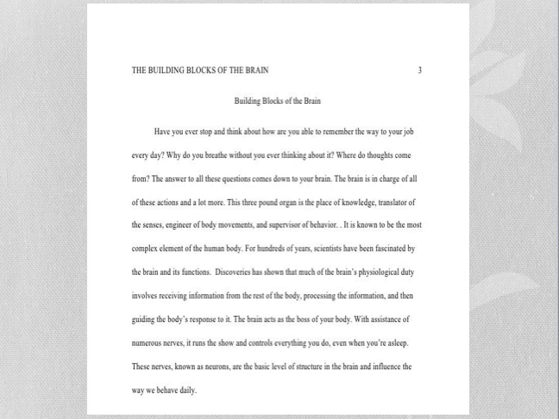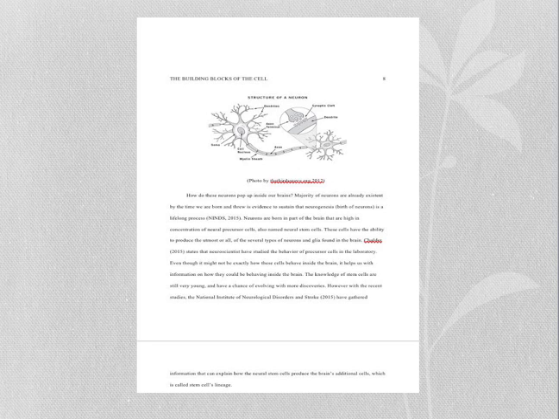The brain acts as the boss of your body. With the assistance of numerous nerves, it runs the show and controls everything you do, even when you're asleep. These nerves, known as neurons, are the basic level of structure in the brain and influence. Within the body, I was also able to do citations and give numerous sources as well.